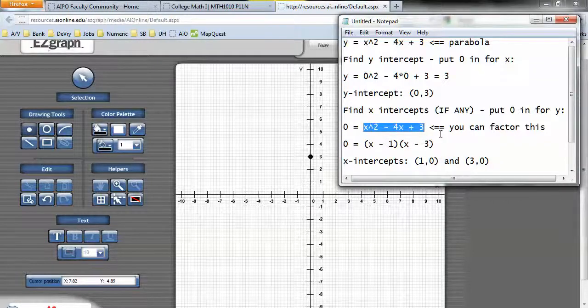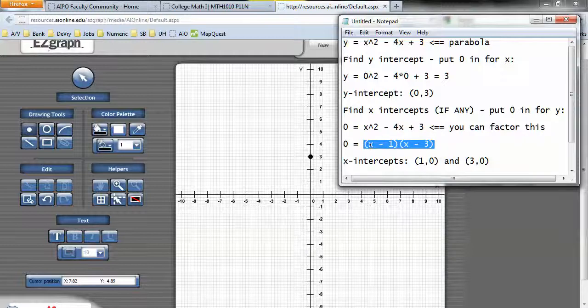Now if you can't factor it, that doesn't mean it's hopeless. It means that you either have to complete the square or try the quadratic equation. Now it may turn out that this one simply doesn't have x-intercepts because you may get complex roots for this equation. That's not the case here. We do have 2 x-intercepts.